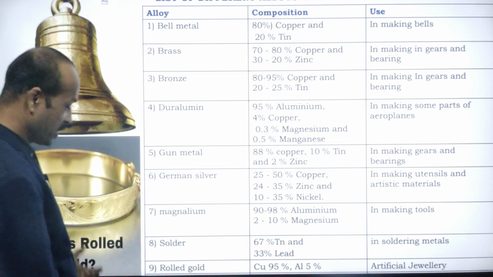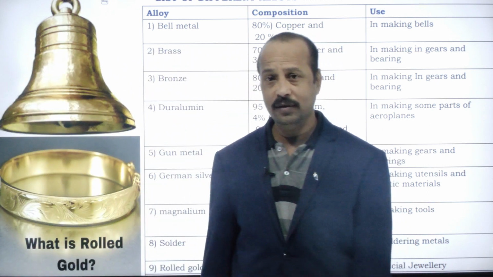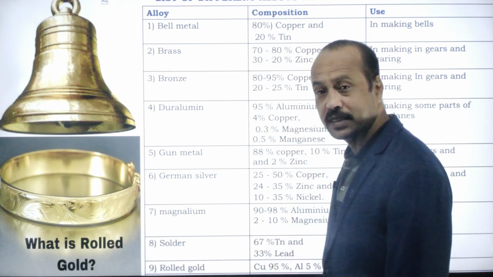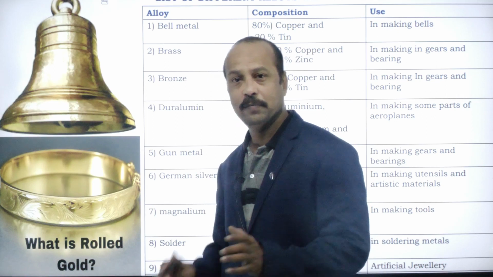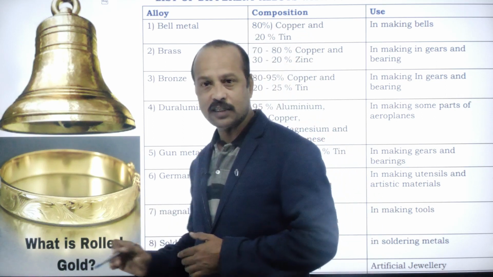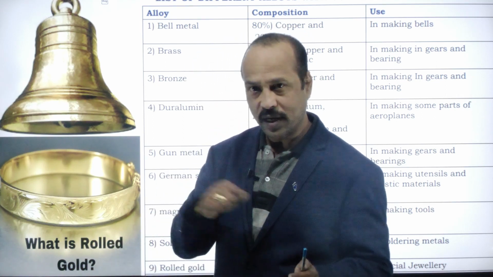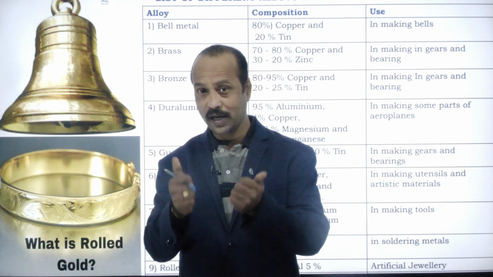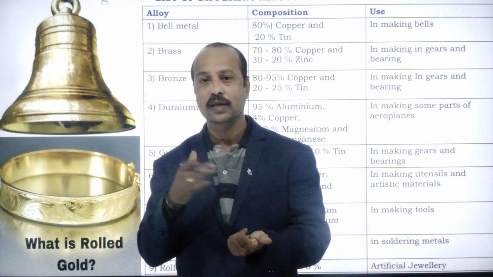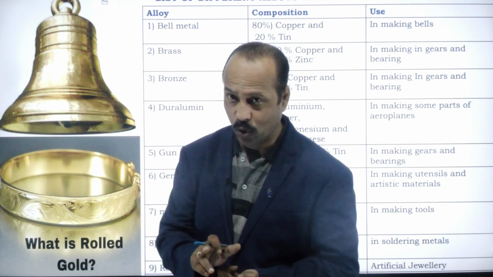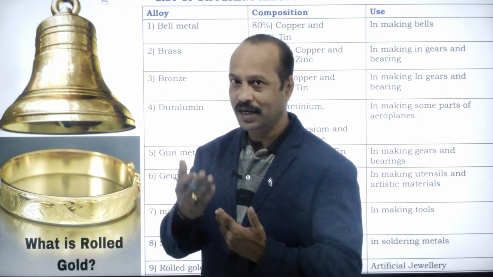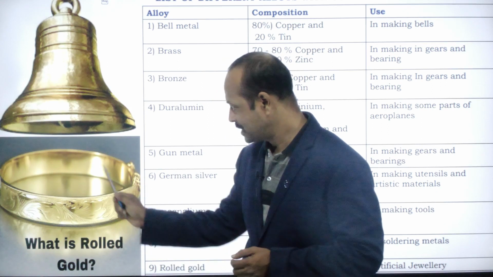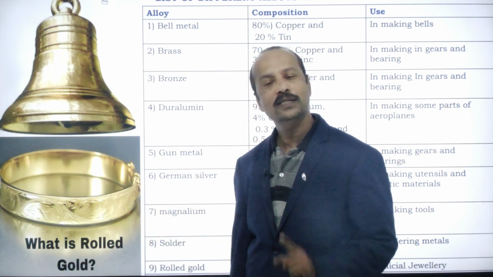It's looking like gold, but it's not pure gold. It's made up of rolled gold. Rolled gold means 95% copper and 5% aluminum. By using this, this bangle is made, and it is coated with gold plating. Plating means coated. Here also the electrolysis method is there, which we will discuss in future classes. Now it appears like pure gold, but it's not gold.